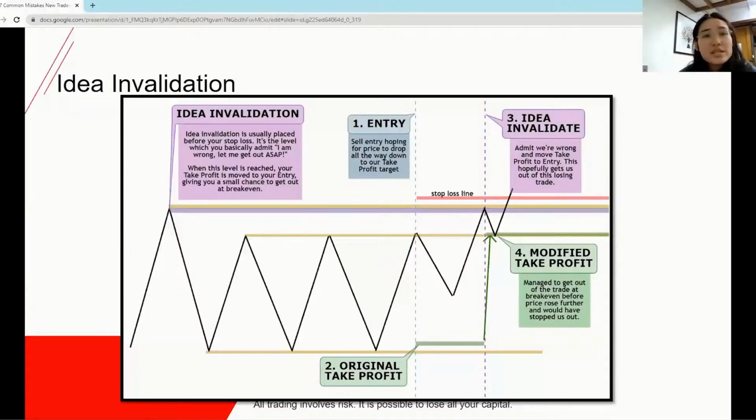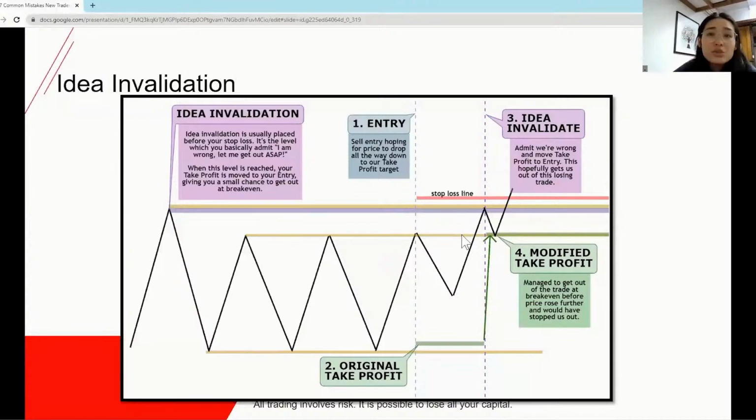Okay, so let's take a look at this example here. Our entry is over here at this multiple swing high, and we're hoping for price to drop all the way down to our take profit target, which is over here. So if we follow price, we can see that it reversed off over here and is headed back up.